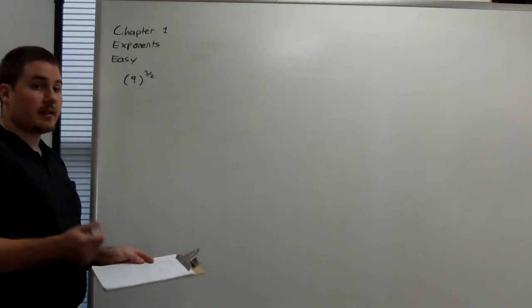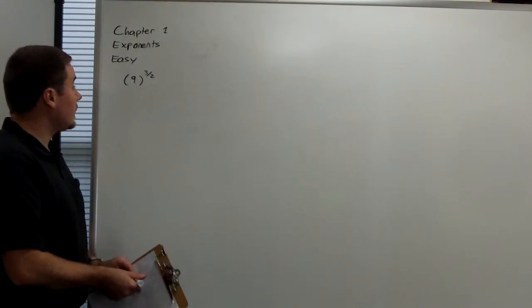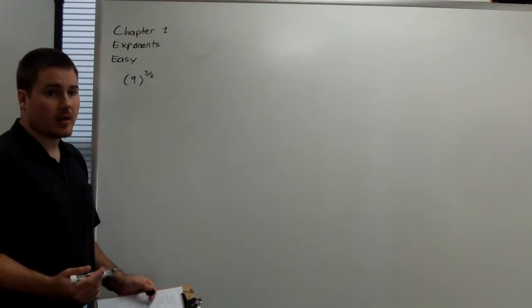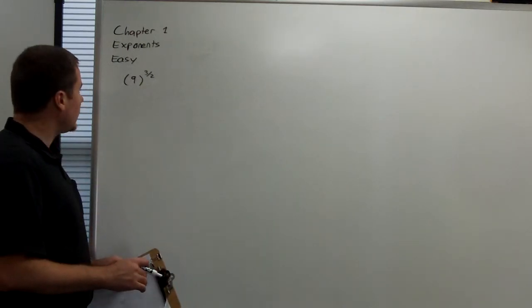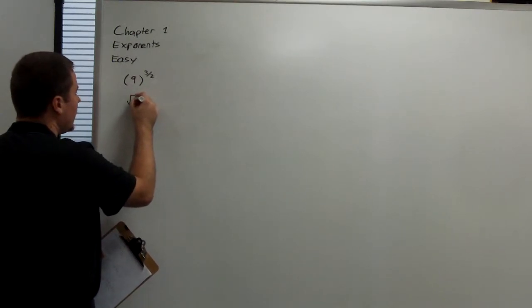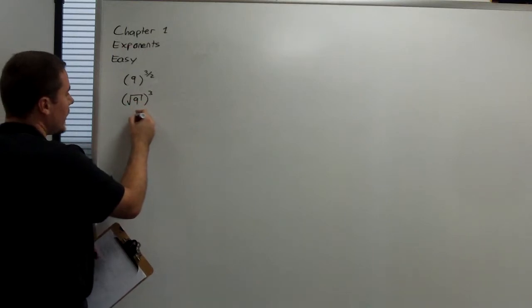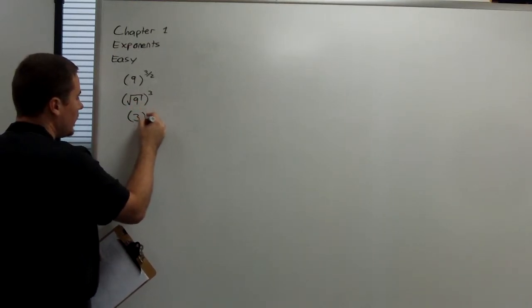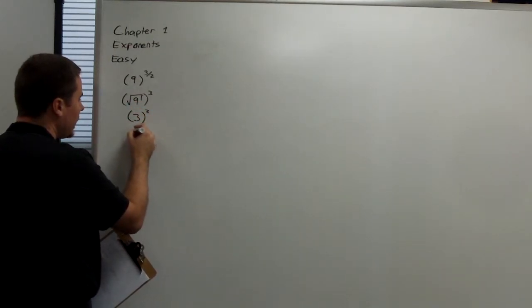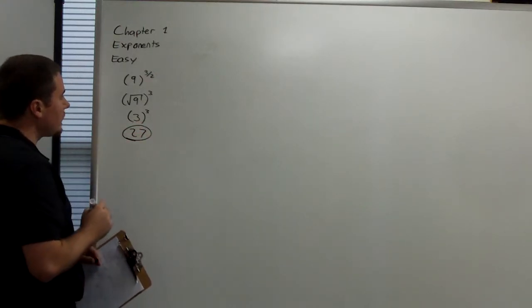Now, again, like I said, it doesn't matter which order we go in, but it's typically easier to take a square root or a cube root first and then raise to the exponent. So, if I take the square root of 9 and I raise that to the third power, the square root of 9 is 3, being a perfect square, raised to the third power is 27. So this is the final answer.